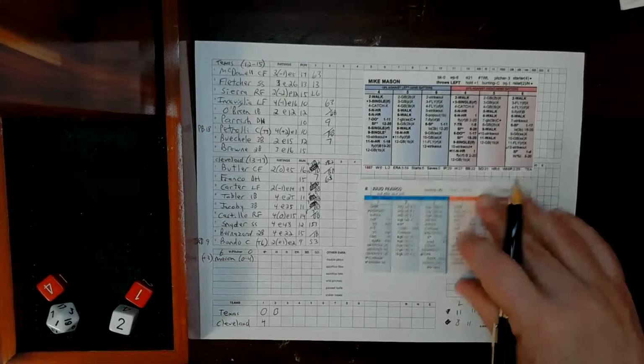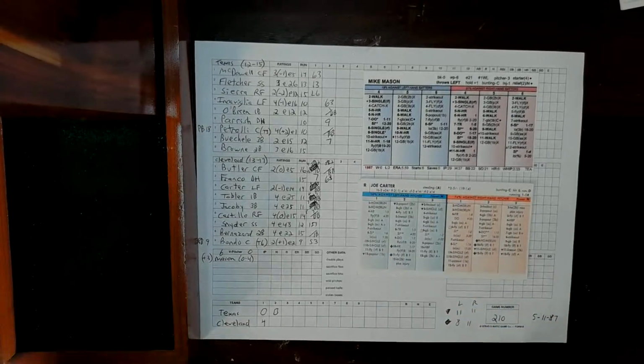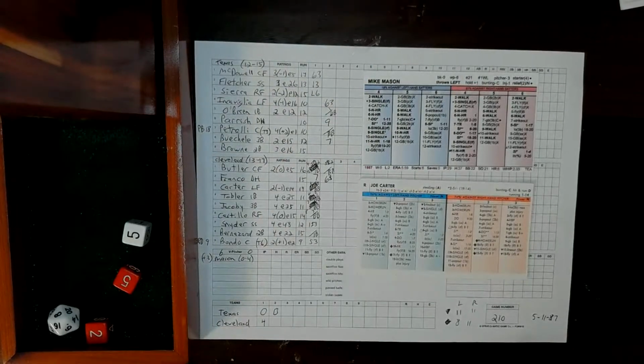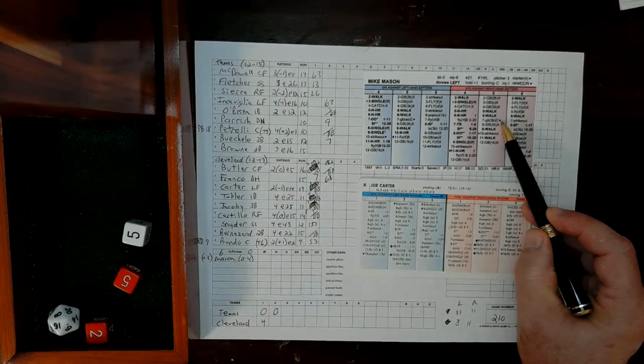But just the one out, and here's Joe Carter. Carter walked his first chance. That's a 5-7, and that's a ground ball to third base C.